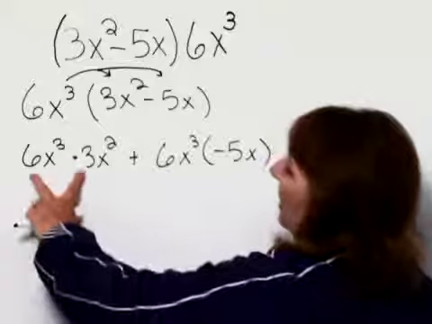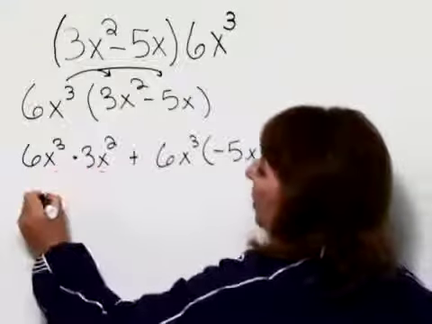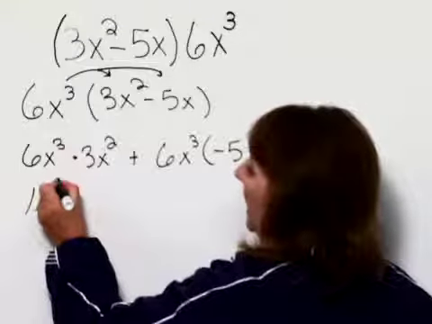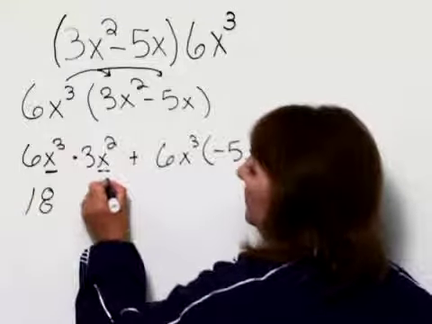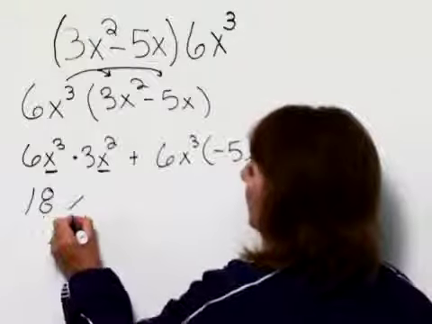Now we multiply the coefficients first, then the variable part. So we have 18 and x cubed times x squared. The product rule says we add exponents, so that's what we're going to do.